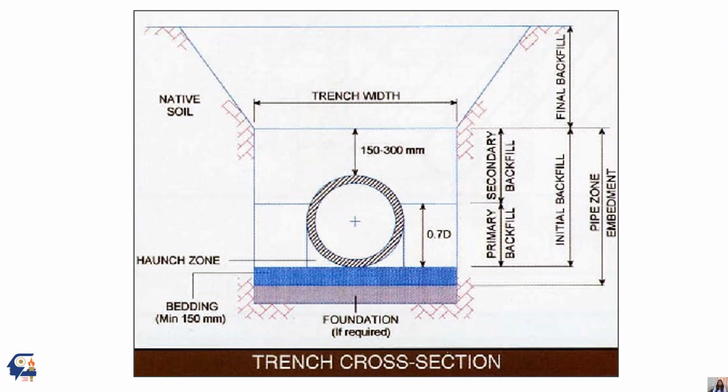This is just an example and view of a trench width. So you can see it is 150 to 300 mm from the cover. Next, we have the diameter, then the haunch zone, bedding, foundations, initial backfill, final backfill. We have the pipe zone, then primary and secondary. Based on the native soil, a foundation has been given.